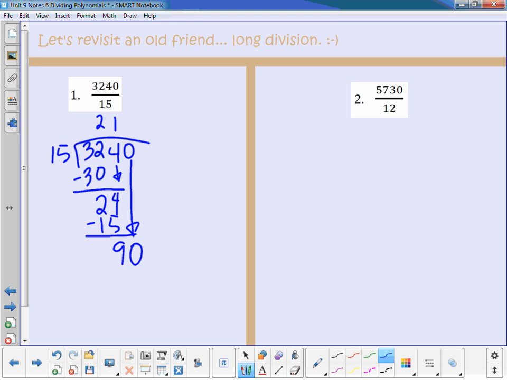And in this case, can 15 go into 90? Yes, it does. It goes in 6 times. And 6 times 15 is 90. So I have no remainder. So my quotient here is 216. So that's just revisiting the concept of long division because we're going to be doing that today with polynomials. I want you to see if you can remember long division and complete number 2 on your own.